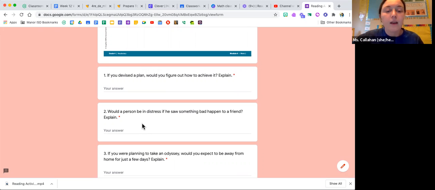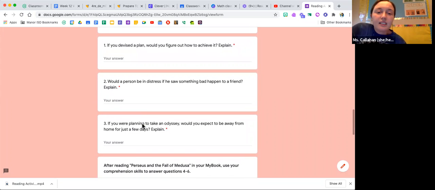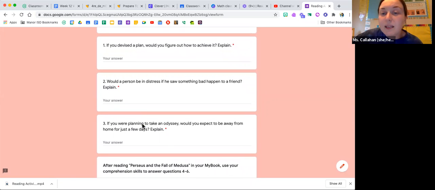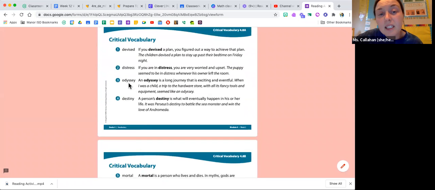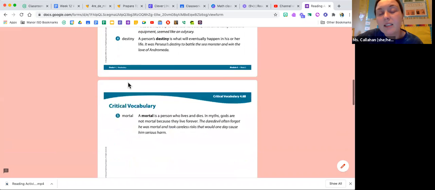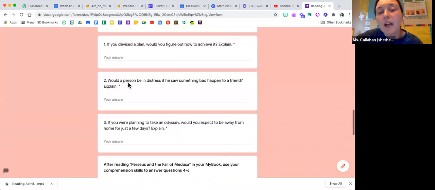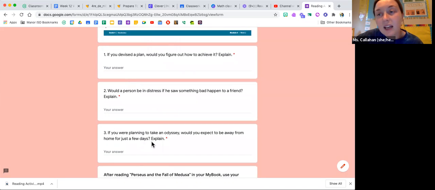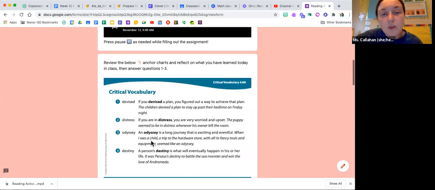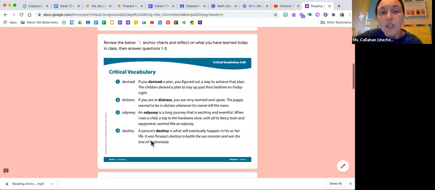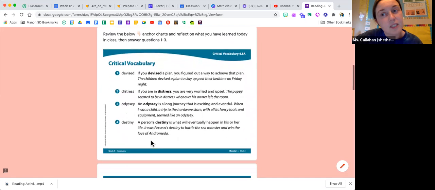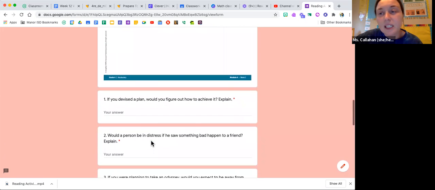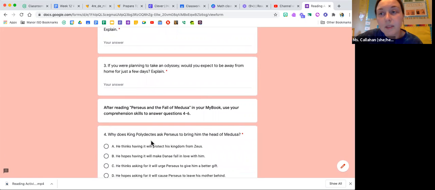Explain. And then number 3 says, if you were planning to take an odyssey, would you expect to be away from home for just a few days? Think about it. What is the meaning of odyssey, right? Then tell me yes or no and why you think that or how you know, okay? Use your anchor chart to assist you through this process for numbers 1 through 3. And then this is going to look a little bit different, okay? Down here, we typically go through a comprehension skill.